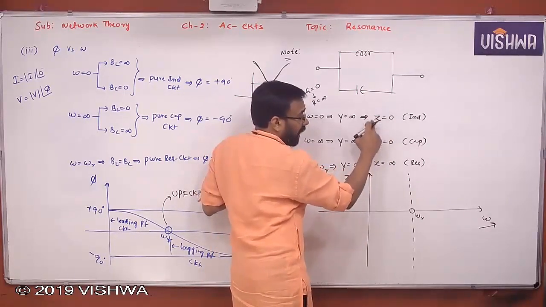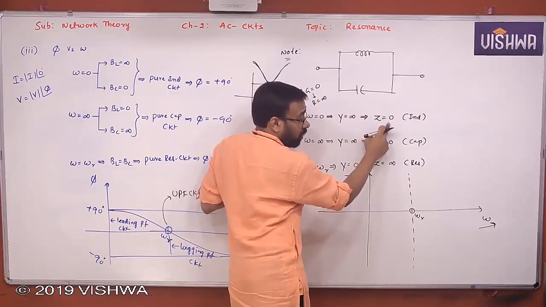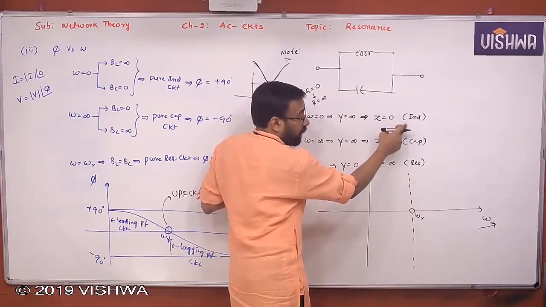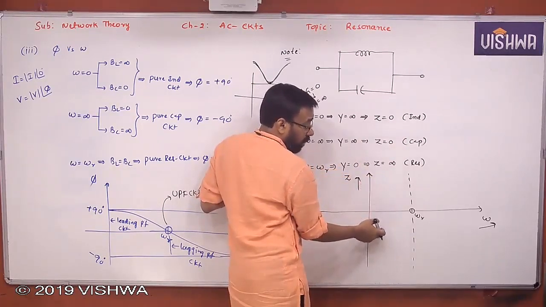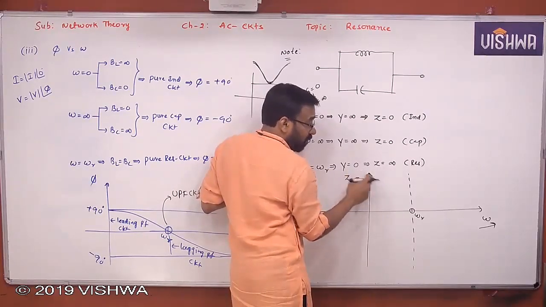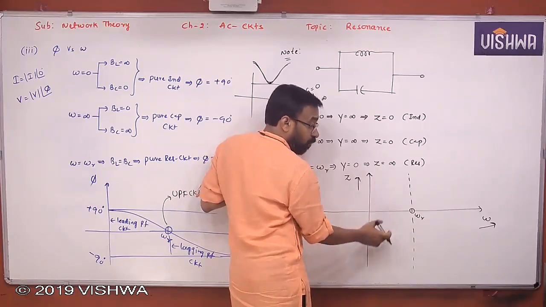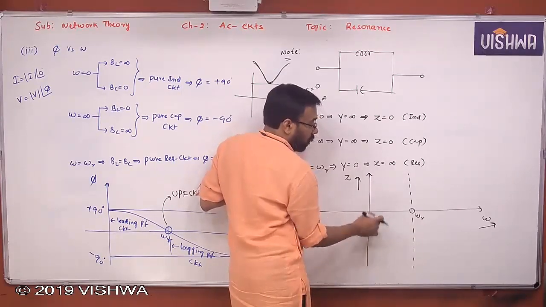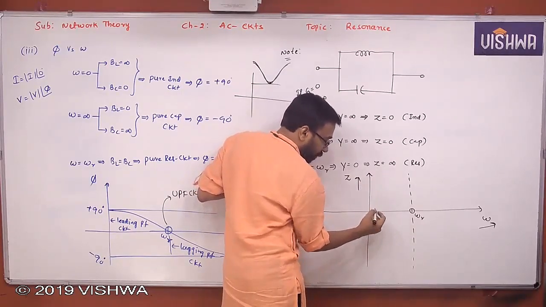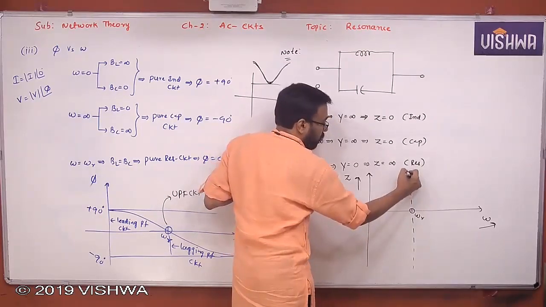For Z to be inductive, because it starts from 0 but is inductive, that means it's the first quadrant or fourth quadrant. When it is inductive, the impedance characteristics will be in the first quadrant. When it is capacitive, impedance characteristics are in the fourth quadrant. Yes or no? So therefore, in the first quadrant, it starts with 0. Understand?